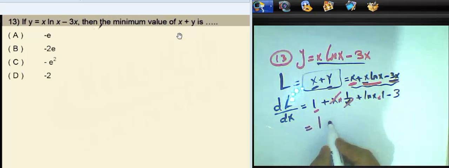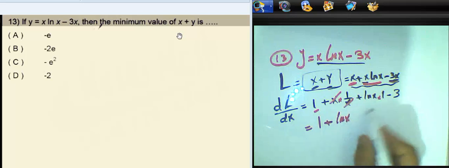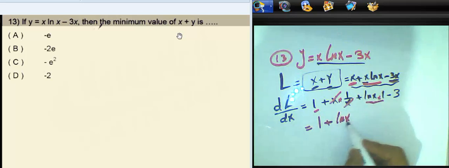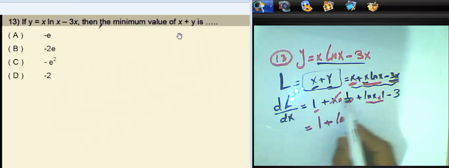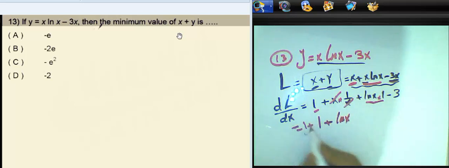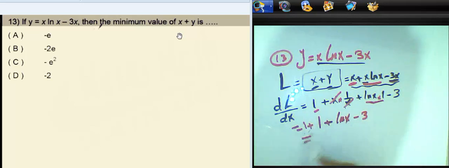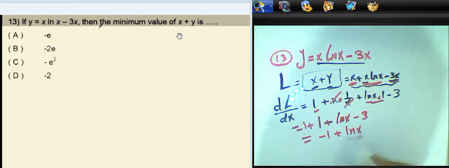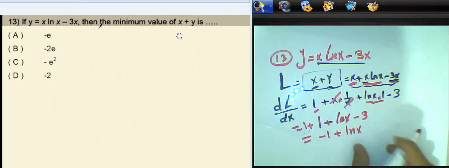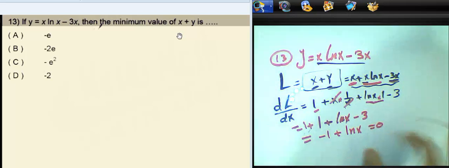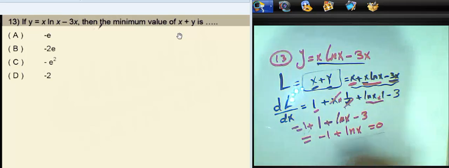Write 1 plus ln of x here, multiplied by 1, it will be ln of x, and we have 1 again. So 1 plus 1 plus ln of x minus 3 equals 1 plus 1 equals 2, 2 minus 3 equals negative 1 plus ln of x. Okay, this function, negative 1 plus ln of x, we must put equal to 0 to find the maximum and minimum. He asked about the minimum of this function, but this derivative equals 0. Then ln of x equals 1.